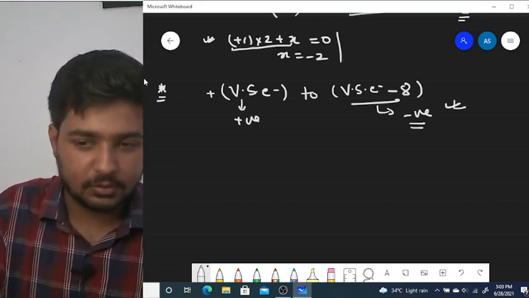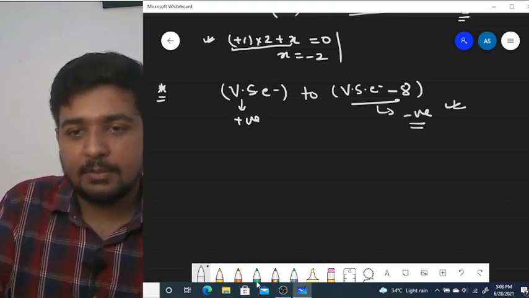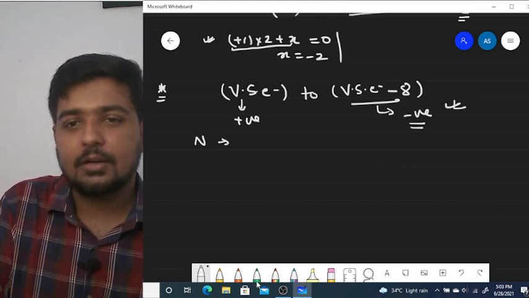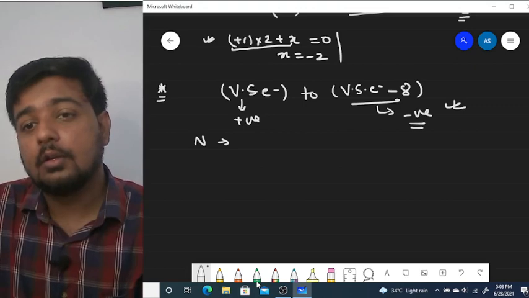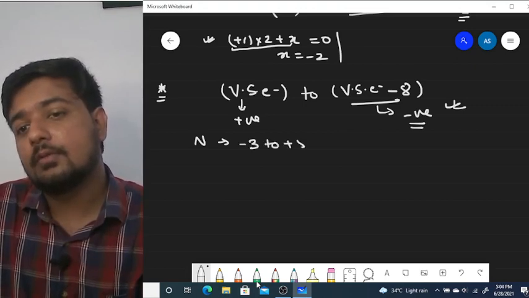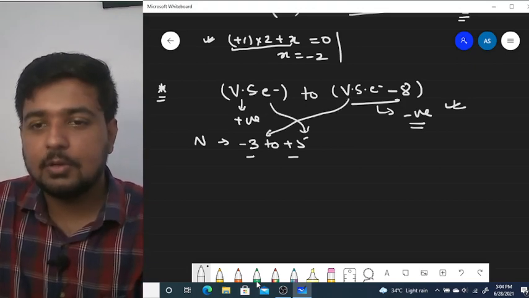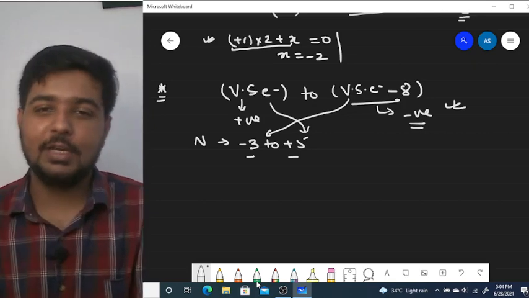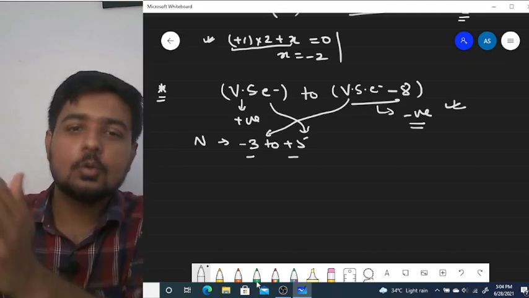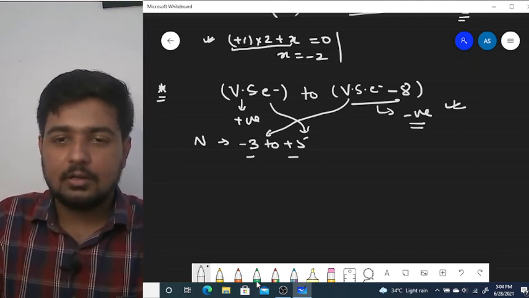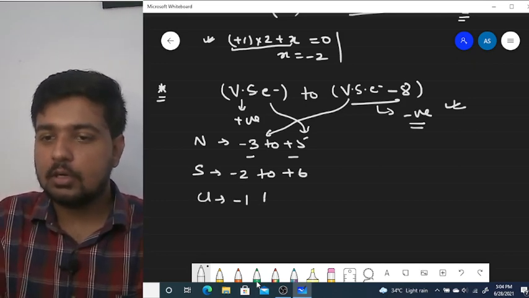No need to write a positive sign, it automatically comes. Is it clear? For example, if I am talking about nitrogen, its valence shell electrons are 5. So its range will be from -3 to +5. I put -3 first and +5 second because it is better to write from lower to higher. You may write +5 to -3, but it's better to write from lower to higher. Similarly for sulfur it will be -2 to +6. Similarly for chlorine it will be -1 to +7.